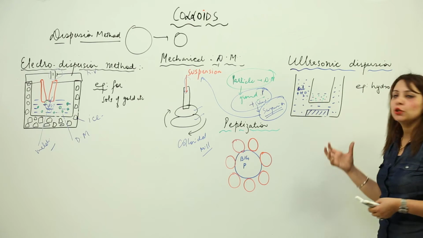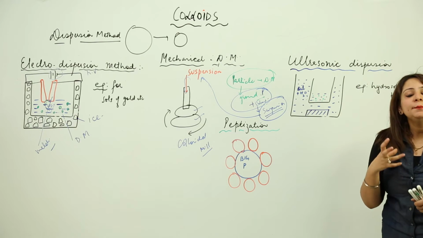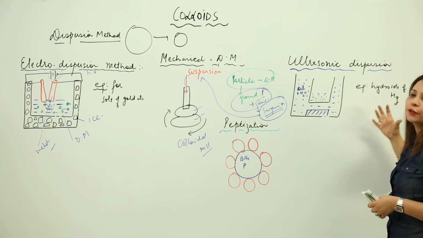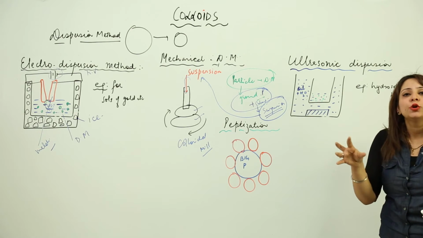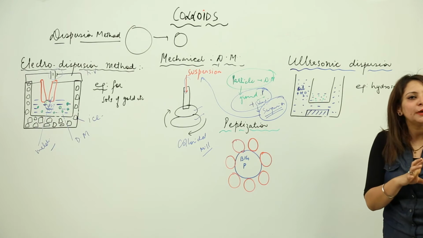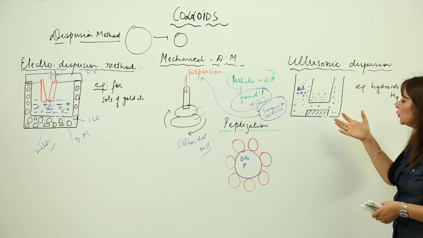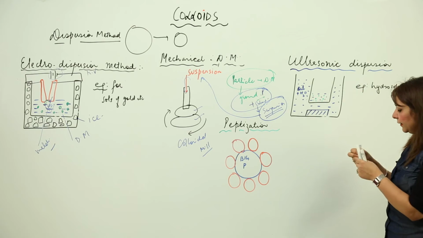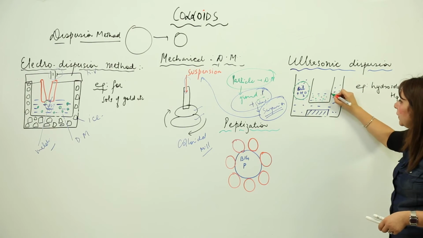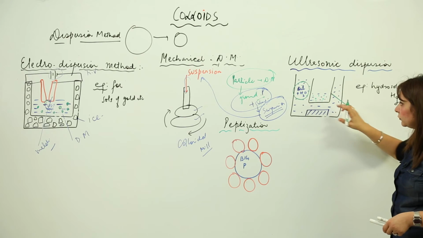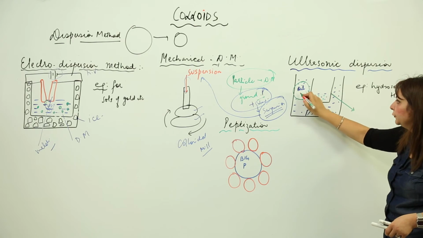Third is the ultrasonic dispersion. It is mostly employed for the hydrosols of mercury. Hydrosol means, hydro means the dispersion medium is water, and sol of mercury means the dispersion has mercury particles suspended. So what do we have here? This is my container in which I have oil and water, right? And here is my this thing. It is not water actually, it is only oil.